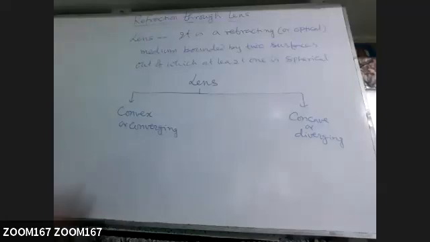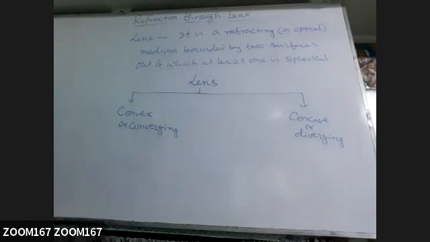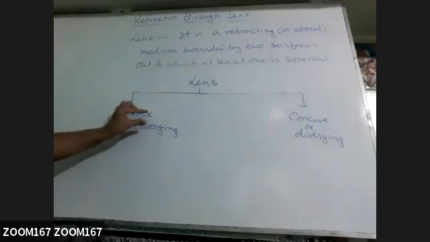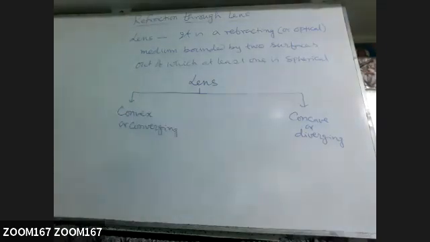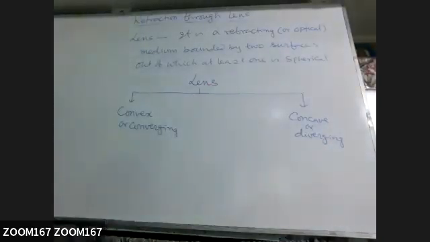So according to the action, the name is converging. It converges the beam. Converges means the width of the beam after passing through this lens will decrease. That is the meaning of converging. Diverging means the width of the beam will increase after passing through this lens.